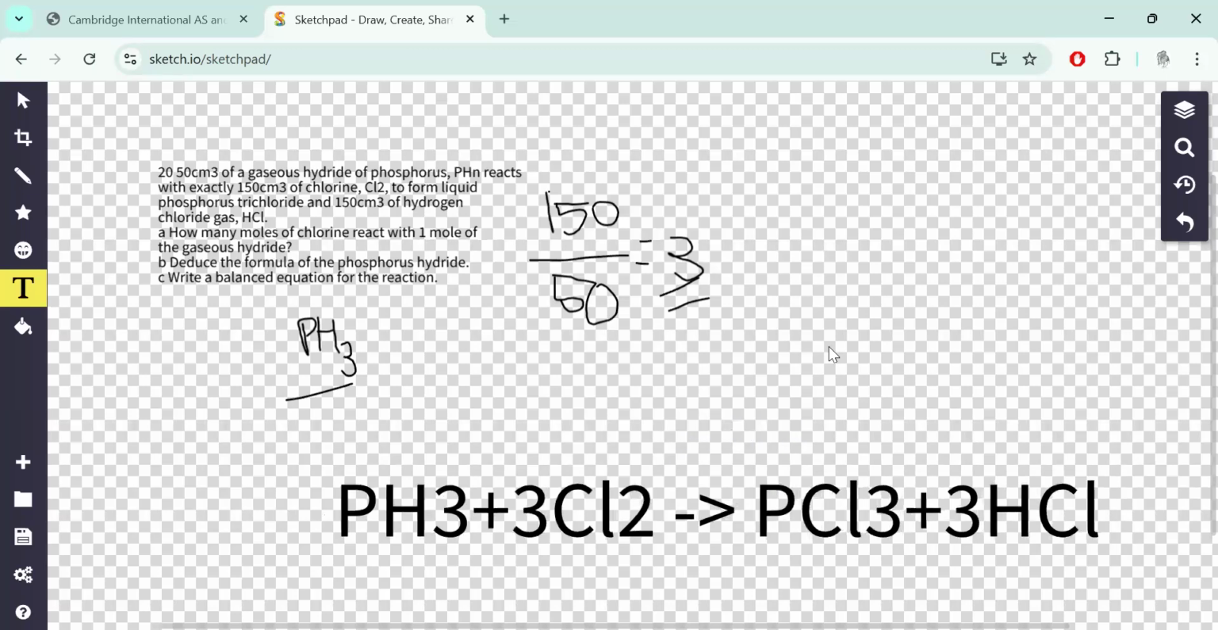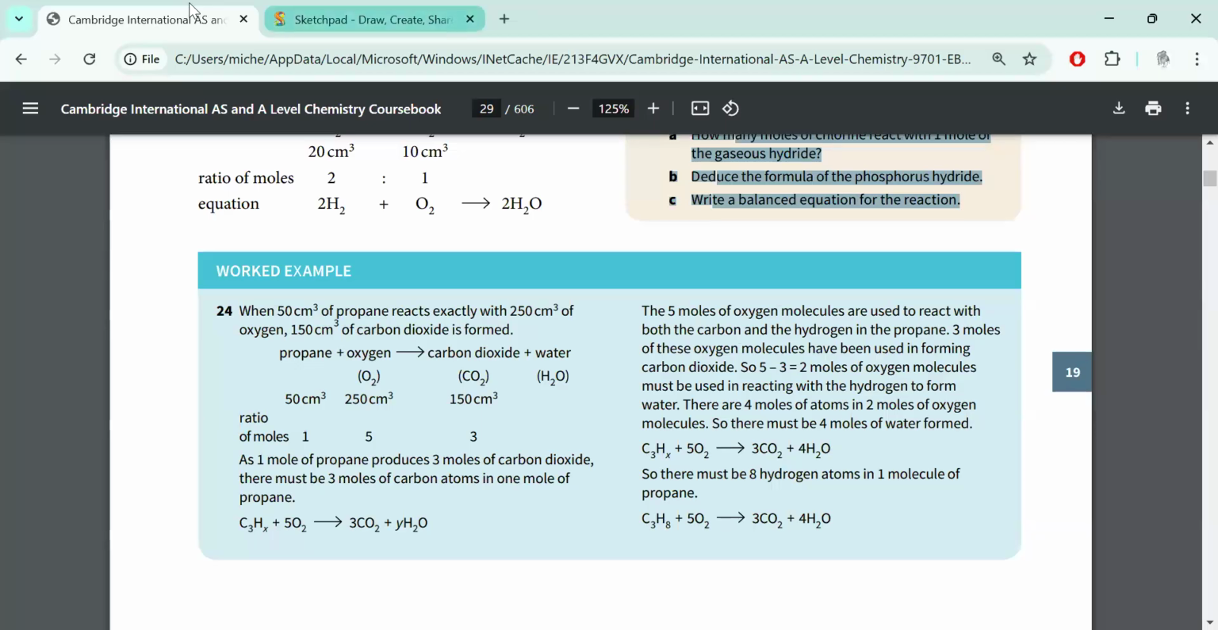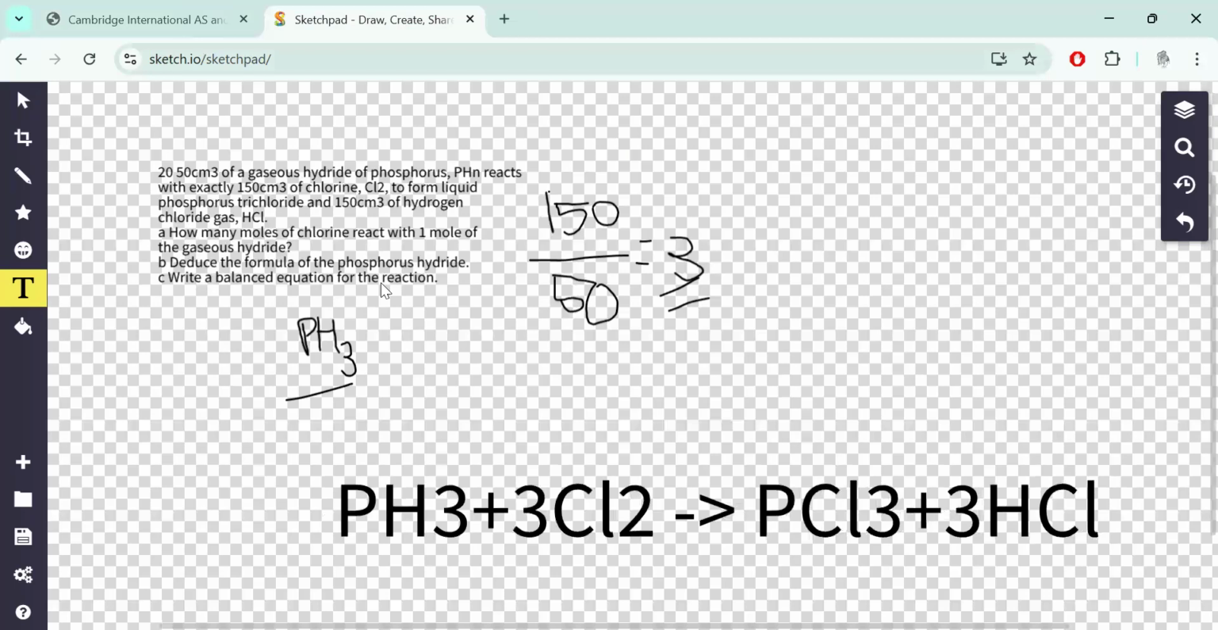Okay, so this is the end result, the equation. You probably learned this balanced equation in advanced high school, something like that. So I guess this is all for question number 20. Do you have any questions so far about question 20?